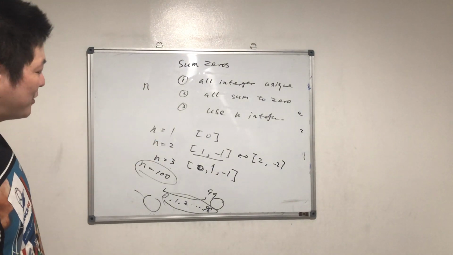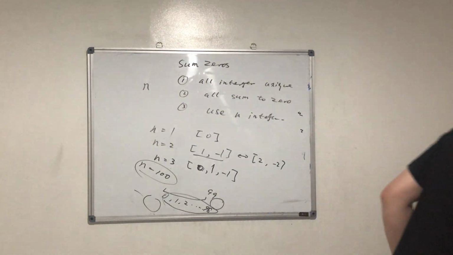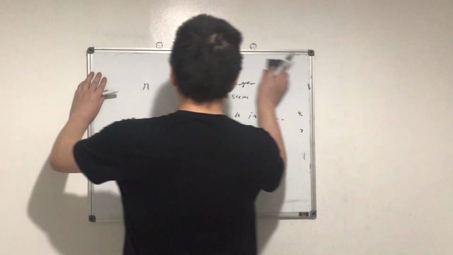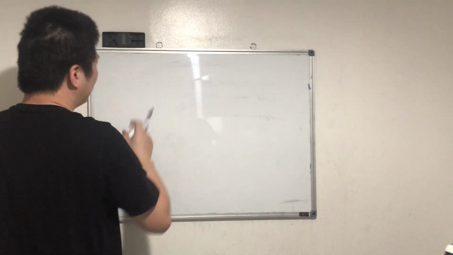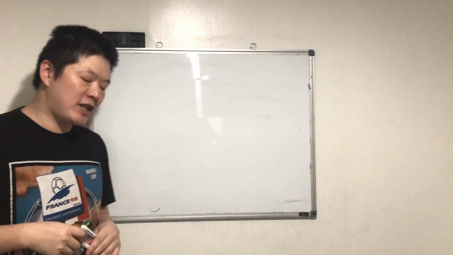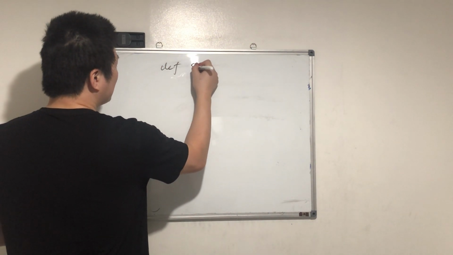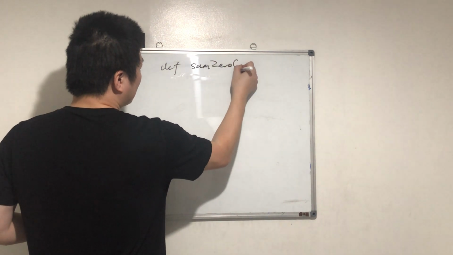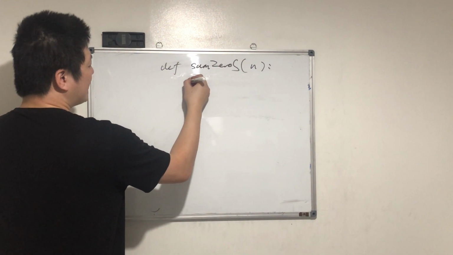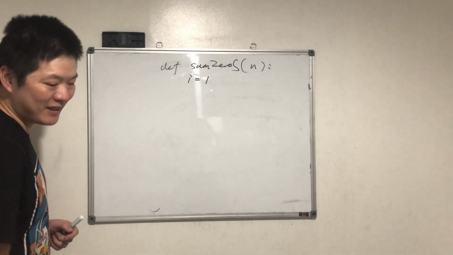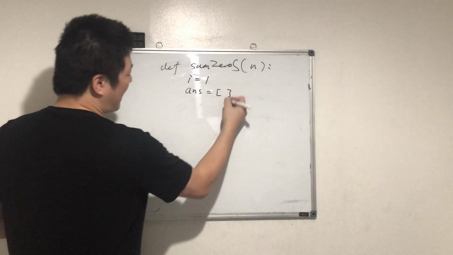So let's write the first solution. This is just the way to generate an array of n unique integers that sum up to 0. Let's define the function sumZero, taking n. Let's say the number starts from the first one, and we put the numbers in the answer, which at the beginning is an empty list.